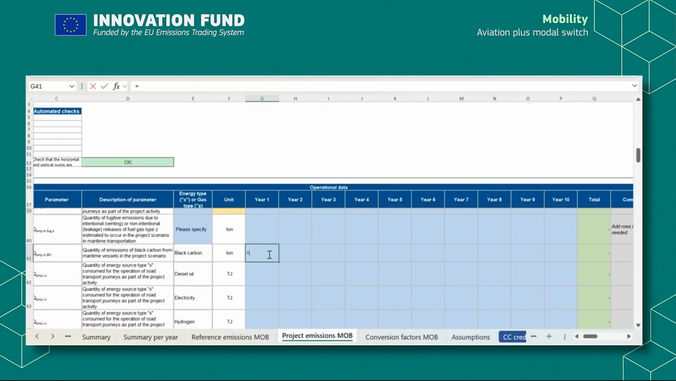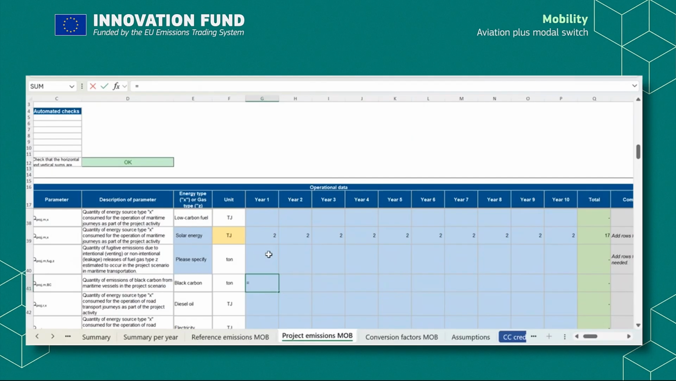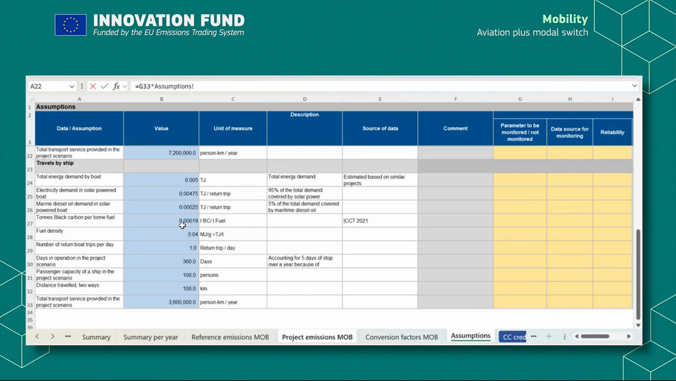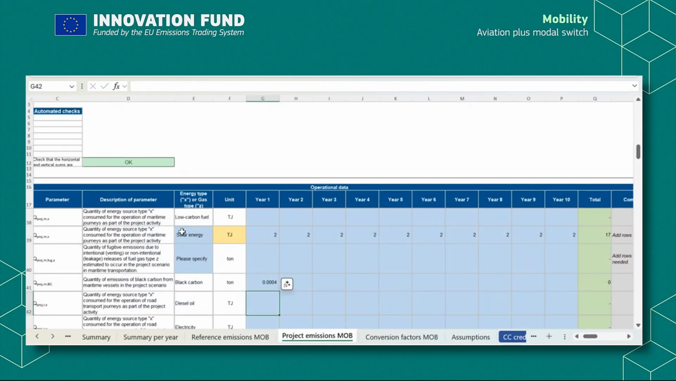Finally, I will calculate the black carbon emissions generated by the boat in this hypothetical project. I will do this by dividing the quantity of diesel consumption per year that we just calculated by the fuel density. This will give me the quantity in tons. I will then multiply this by a factor that gives the number of tons of black carbon generated per ton of fuel, which gives 0.0004 tons of black carbon per year. I will replicate the calculation for the other years.